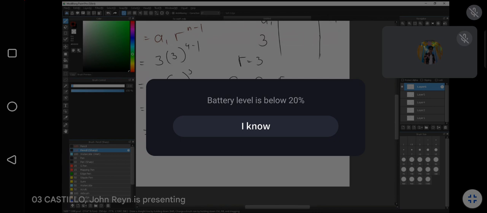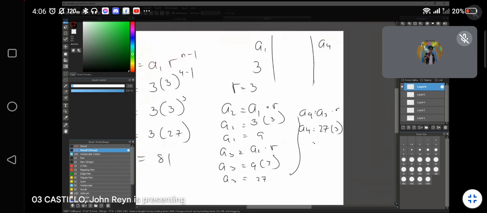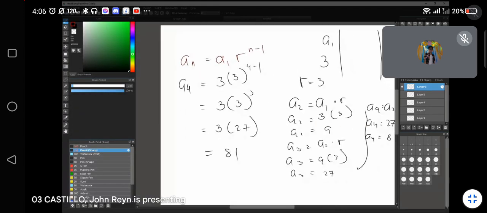Let's write it here. A4, the preceding of A4, which would be 3 times A3, which is R. Then we put the value, which would be 27. Then 27 times 3, which would be 81. Then you stop there because you're looking for A4. So which one do you think is better? And it's so short.